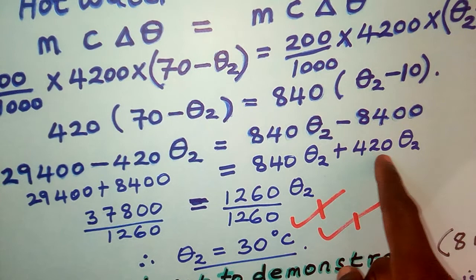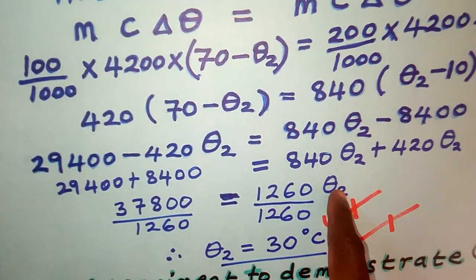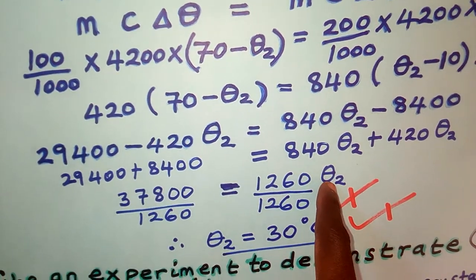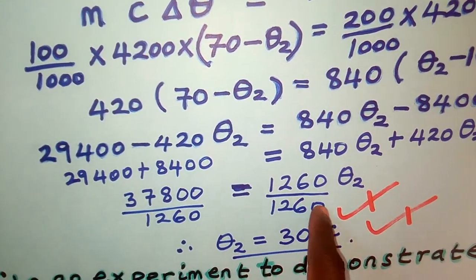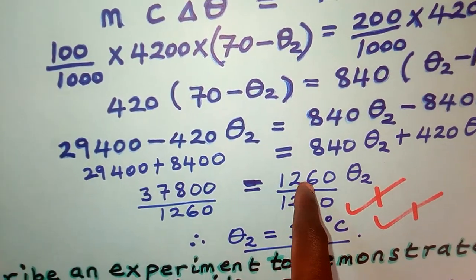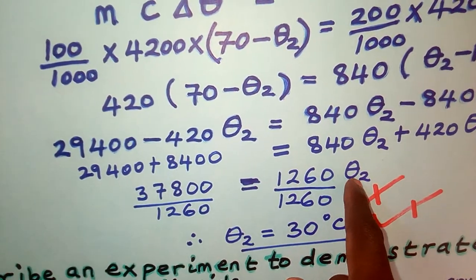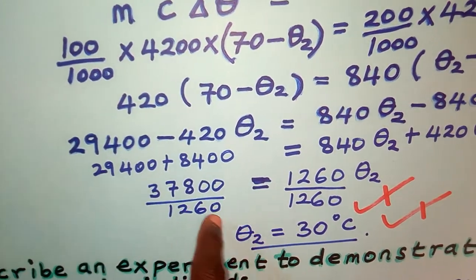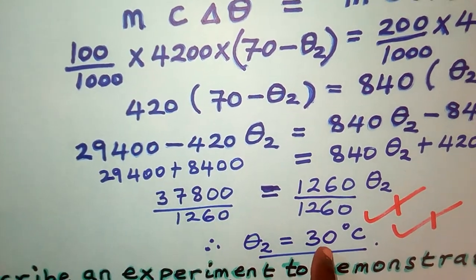When you add all these theta 2's, you get 1,260 theta 2. Now you divide both sides. You want to remain with the theta 2. So you divide both sides by 1,260. Now 1,260 divided by 1,260, you get 1. 1 times theta 2, you get theta 2. Then when you divide these two with your good calculator, the answer will be 30.